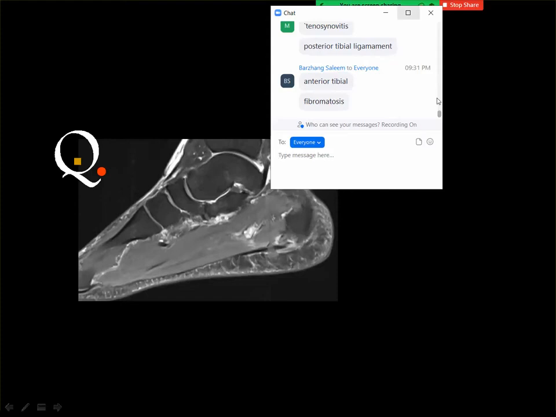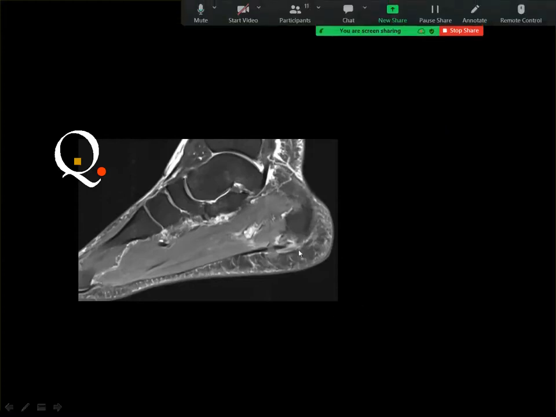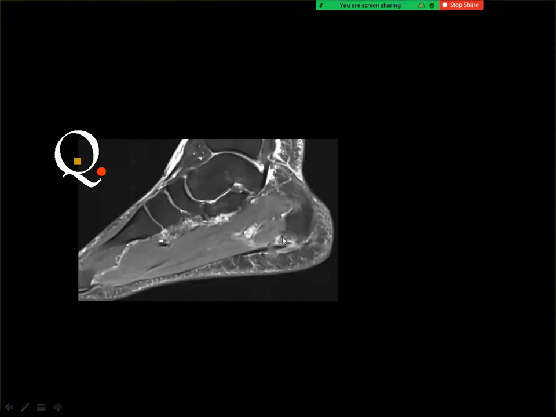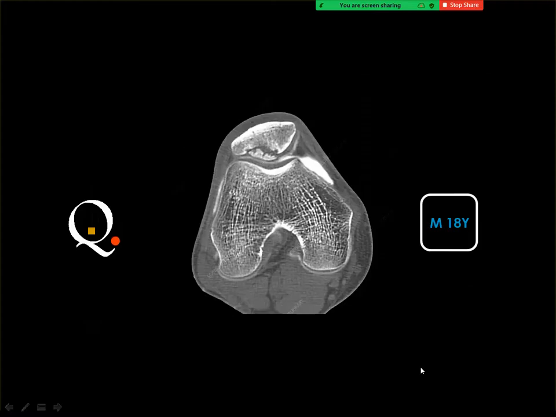Fibromatosis, you mean plantar fibromatosis? There are no masses here. Plantar fasciitis, this is the right answer. And you got some abnormal signal surrounding the plantar fascia with edematous changes in the fat in the sole of the foot. And here you can also see in the coronal image, and this is diagnostic of plantar fasciitis.